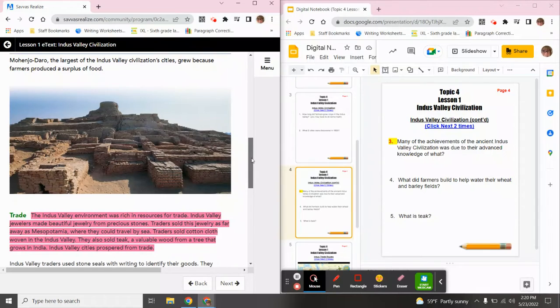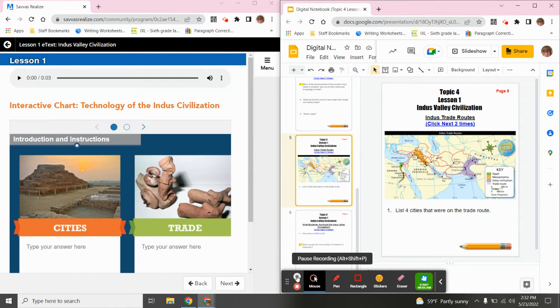Also, I wanted to bring this picture up. Mohenjo-Daro is the largest of the Indus Valley civilization cities. It grew because farmers produced a surplus of food. We talked about that. The more food they have, the bigger the population can get. So, number 5, get your answer from the pink highlighted text. We are going to skip the interactive chart. You are more than welcome to go back and look at it at another time.